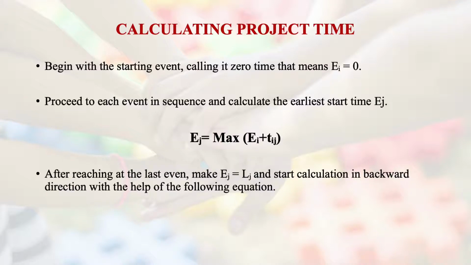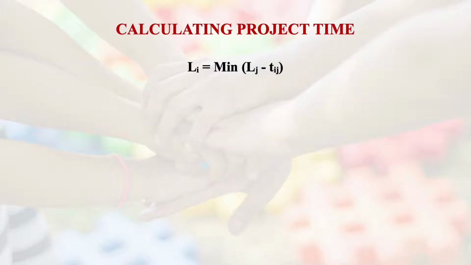After reaching the last event, we will make the E of that particular event the L of that particular event, or the latest completion time of that event, and start computation in the backward direction with the help of a different equation, and that equation is going to be Li, that is the completion time of the previous event, is going to be the minimum of Lj minus Tij.